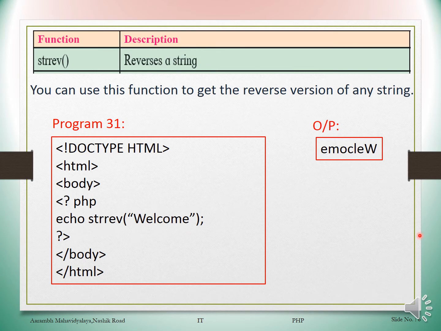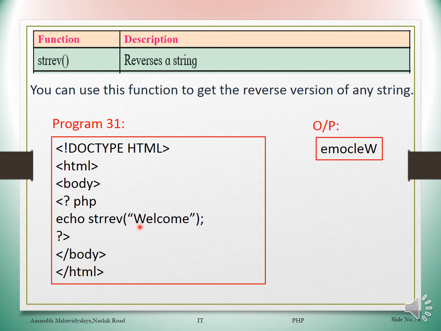Next, string reverse. It reverses a string. Already you have performed this program in JavaScript last year. Here you only have to perform it in PHP. You can use this function to get the reverse version of any string. Here the provided string is welcome, and to reverse the provided string, we have to use the function string reverse, that is strrev, and our output will be the reverse format of the provided data welcome.